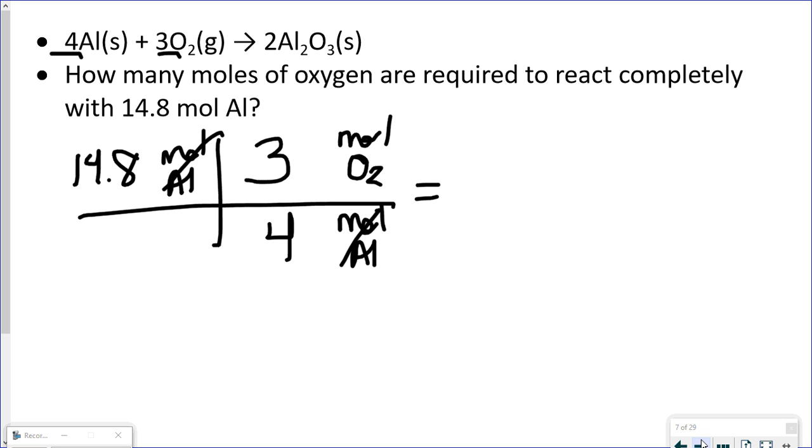So anything above the line you multiply, if it's below the line you divide. So 14.8 times 3 divided by 4. And our original number had 3 sig figs, so our answer can have 3 sig figs. So that's going to be 11.1 moles of oxygen. Let's do one last problem.